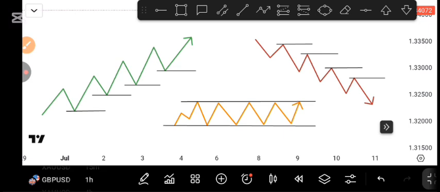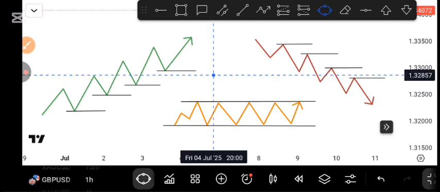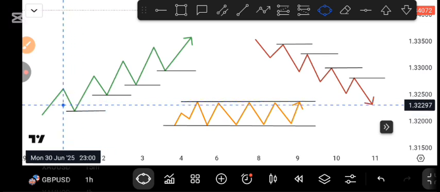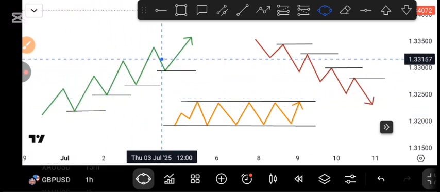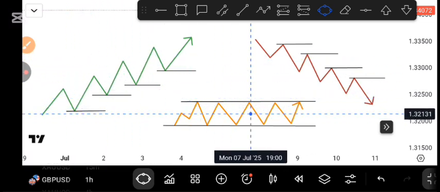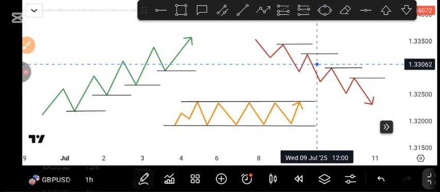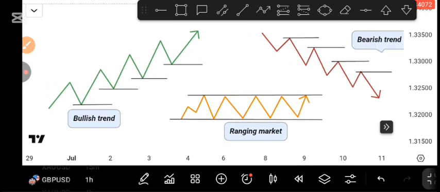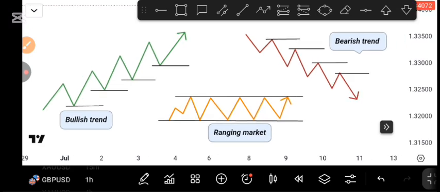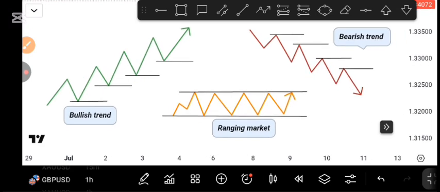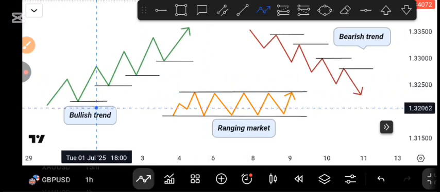Now, these are the three forms the market can trend in. The first one is what we call a bullish trend, which is right here, this is called the ranging market, and this is a bearish trend. So these are the three forms the market can move in. Now for the first one, we have a bullish trend.